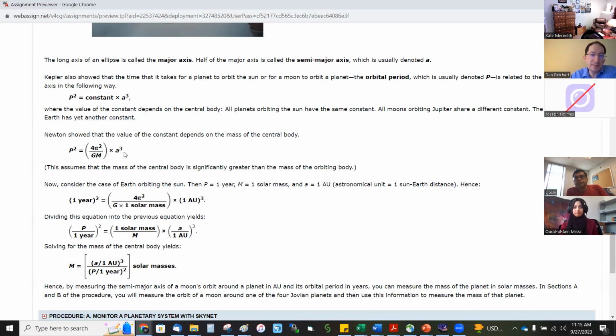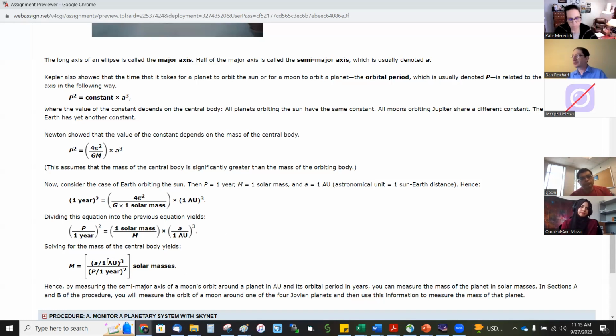So for example, on this one, this is the general equation, holds for anything going around anything. Then you need a comparison equation. And for that, we're going to use the Earth going around the sun. Orbits once a year. It's at a distance of 1 AU. The mass of the central body is 1 solar mass. Okay. And then divide the two equations. The G's cancel out. The 4 pi squareds cancel out. So they're not going to have to input any of that stuff. You simplify, you get this. And solving for mass, you get this.